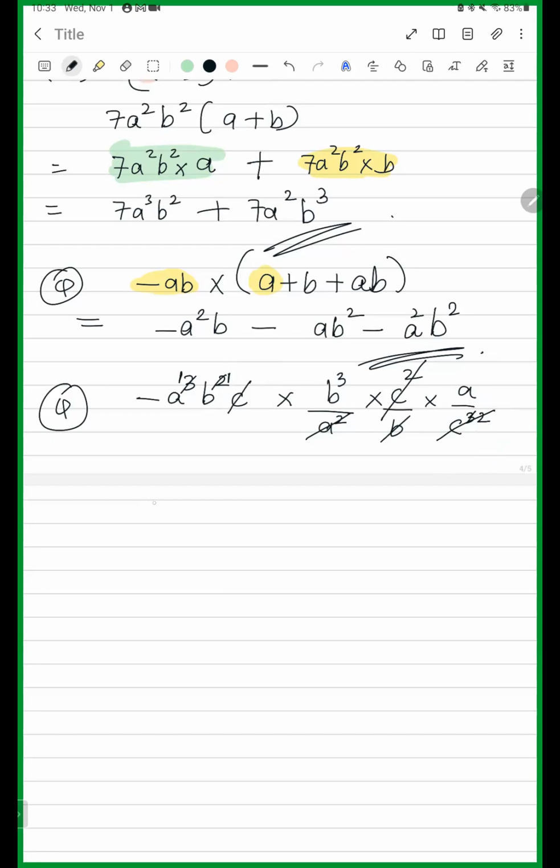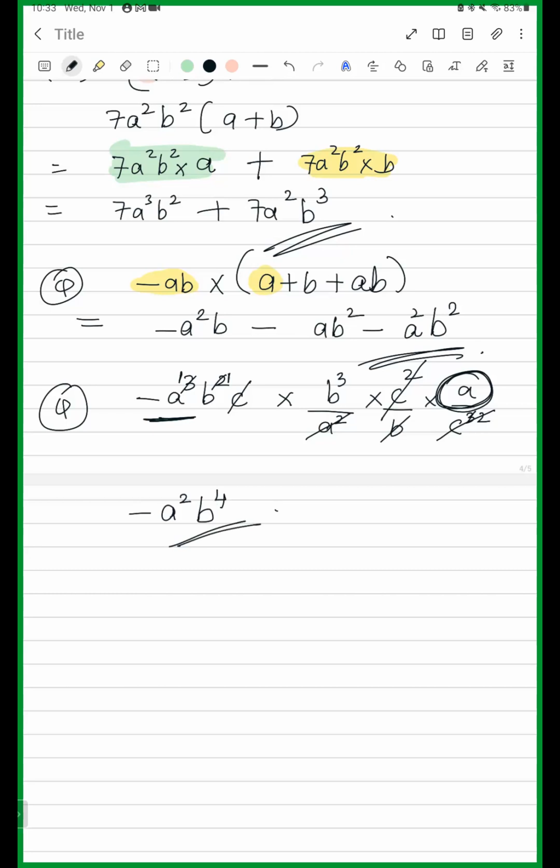Now what are we left with? Over here minus a, and over here also a. So minus a square, because we have two a's over here. Then b, b, b, b, b to the power 4. So that is the answer. Did you understand this question? Yes.